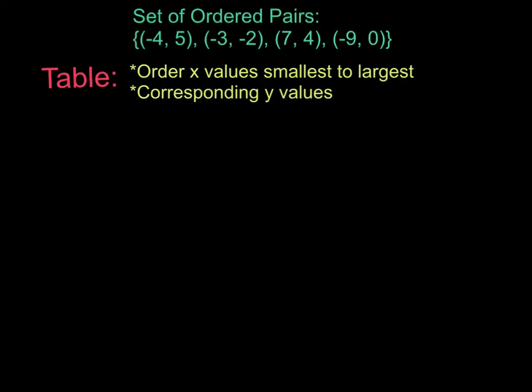Here we have a set of ordered pairs that represents a relation, and we're going to use that same set of ordered pairs and properly show how they are expressed in a table, an XY table, in a mapping diagram, and then on a graph. So let's start with a table. Sometimes these are called T-charts, or I just call them an XY table.